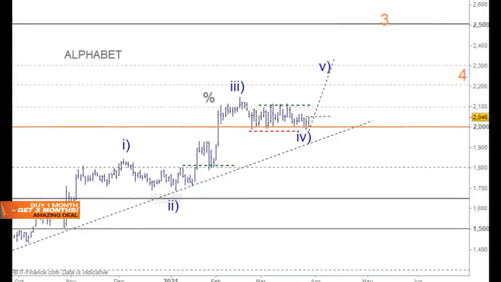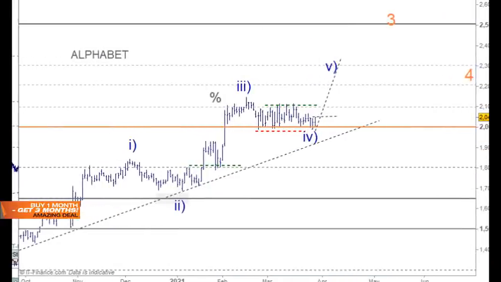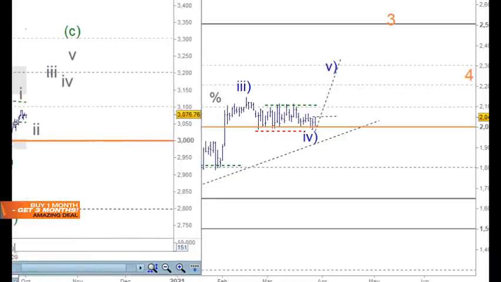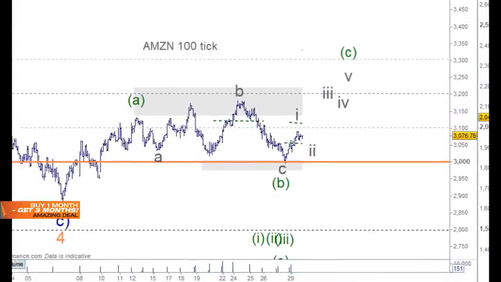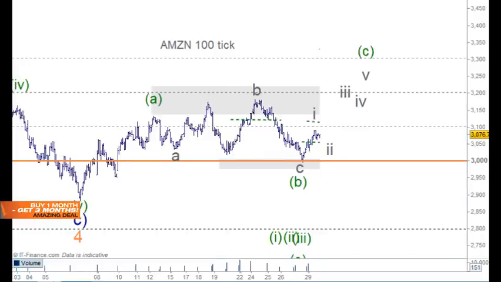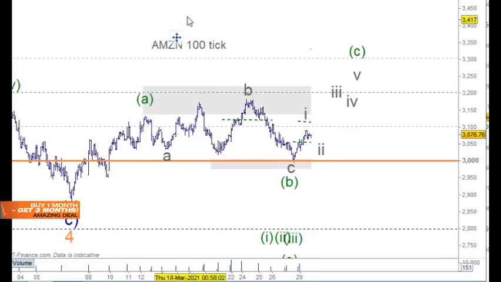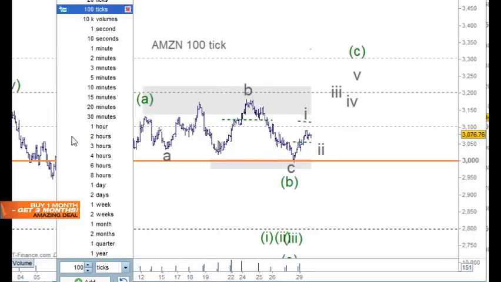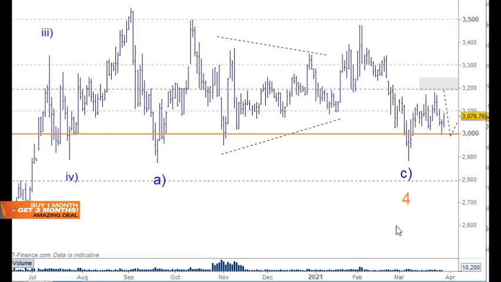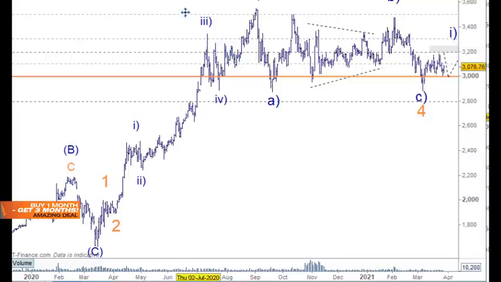And Alphabet, nothing really happening here as such, so I'm not going to worry about that too much. Still the same, but we should push up now from that point. And Amazon here. So I'll just go to the daily chart here just to bring in the picture.